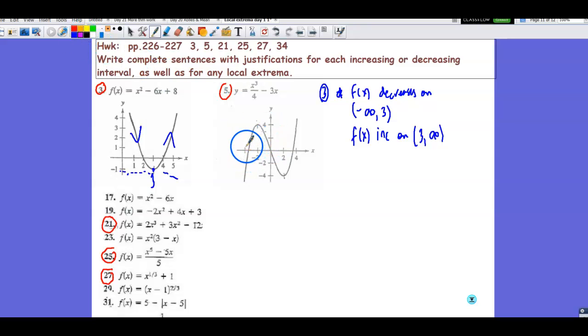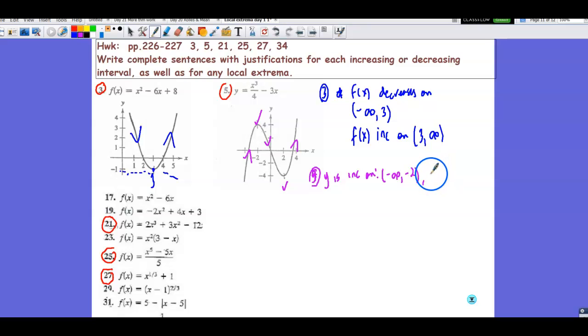All right, looking at number 5, we have the same sort of thing going on. We can see that the original function, in this case y, is increasing up until x equal to negative 2, decreasing from negative 2 to positive 2, which is here, and increasing again after 2. So in number 5, we would say y is, let's start with increasing on, and that is from negative infinity, and these are x values, up to negative 2. That's an increasing interval.